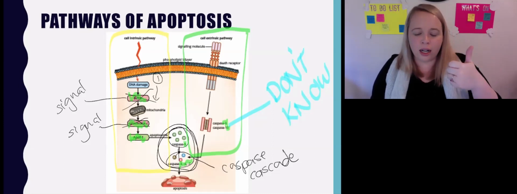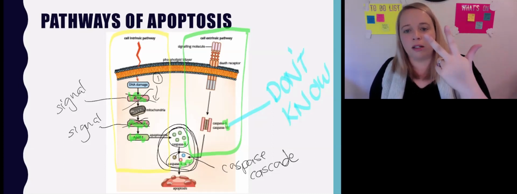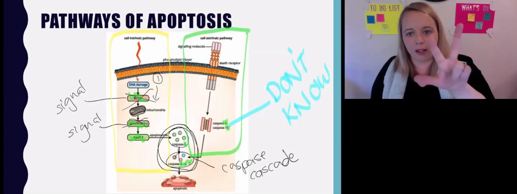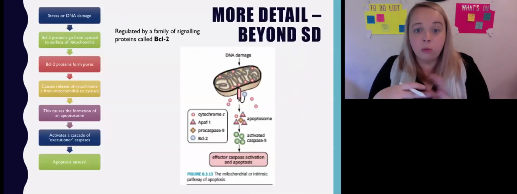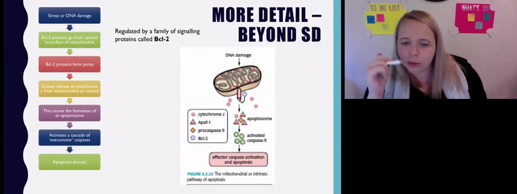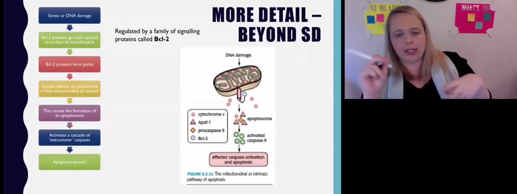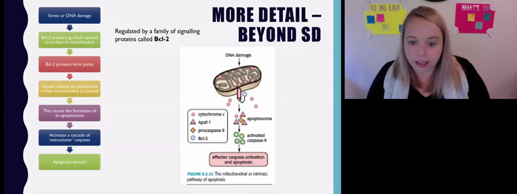And so you've got DNA damage, which sends a signal to your mitochondria, which sends a signal to your caspases, which initiates your caspase cascade. So three main points. And then after that, that's when you're going to get apoptosis. Again, here is more detail than what you need. But if you are interested in exactly what's happening, instead of just saying it signals this and it signals that, this is what we would walk through. So this is more detail than what you need.